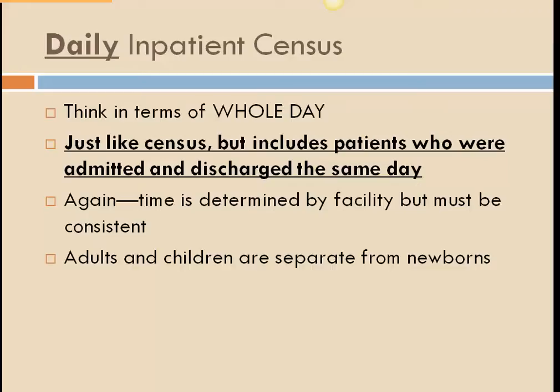Again, the time is determined by the facility, but it has to be consistent. And adults and children are again counted separately from newborns. So to review, this is the daily inpatient census. The definition is that it's the number of inpatients present at the official census taking time plus any patients who have been admitted or discharged during that same day.